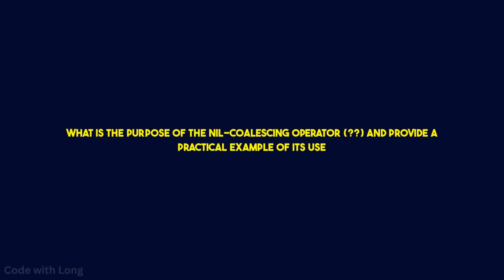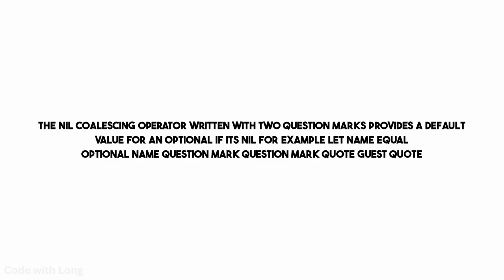What is the purpose of the nil coalescing operator? And provide a practical example of its use. The nil coalescing operator, written with 2 question marks, provides a default value for an optional if it's nil. For example, let name equal optionalName ?? "guest".